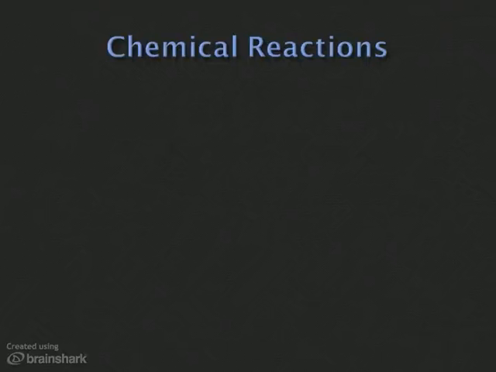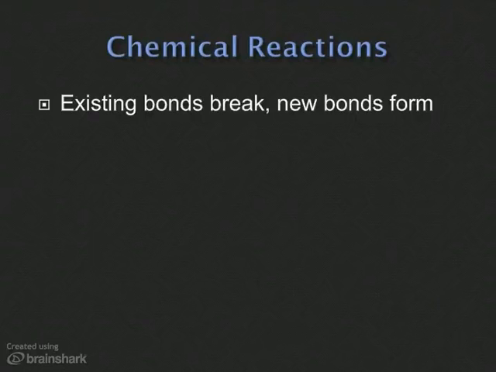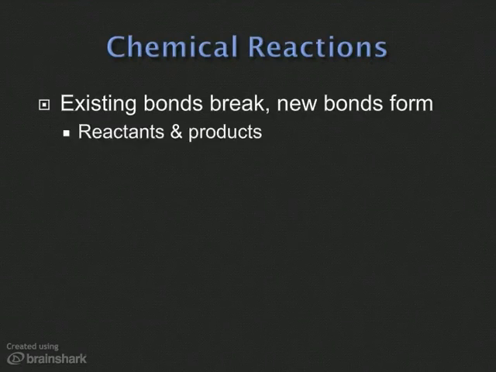Okay, so to review just a bit, a chemical reaction is defined as a process that changes one set of chemicals into another set of chemicals. Existing bonds break and new bonds form when this happens. Now, we have reactants and products. Remember, the reactants are the substances that are going into the reaction, like water and carbon dioxide. And the products are the substances that are going out.